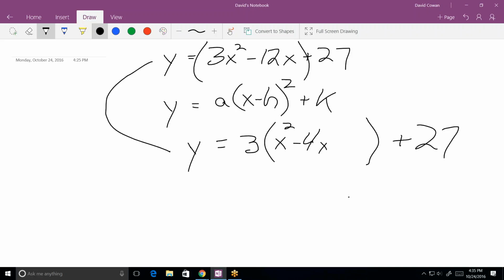Distribute the 3, and you get 3x squared minus 12x. Add 27. That's exactly what I started with. Don't you have to divide the 27? No. Remember, everything's on the same side of the equation here. All I did was factor out a 3 from the x squared and the x. I didn't factor out a 3 from the 27, purposefully. There's something really important to be demonstrated here.